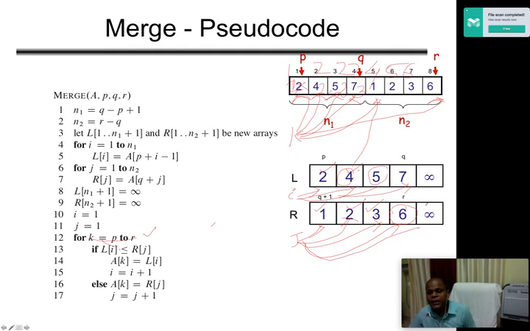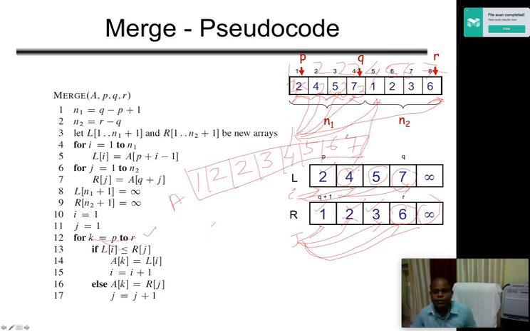Now infinity and 7, which one will go? Now 7 will go. Hence finally what will happen? 1, 2, 3, 4, 5, 6, 7. This is the final array A. And in this way, merge sort will merge the two sorted sequences.